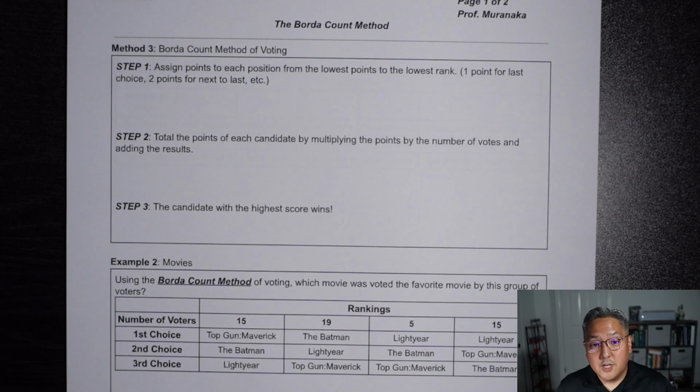Okay, we're going to take a look at what we call the Borda Count method, or sometimes just the Borda method of voting. In this method, we're assigning points to each of the positions that people are in. And then we're going to add up those points to determine their score. And then we're not going to eliminate, we're going to pick the person with the highest score.